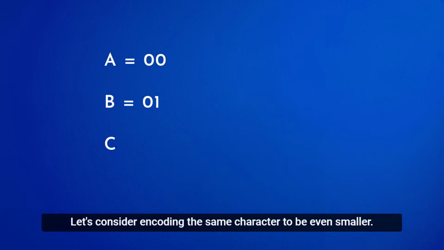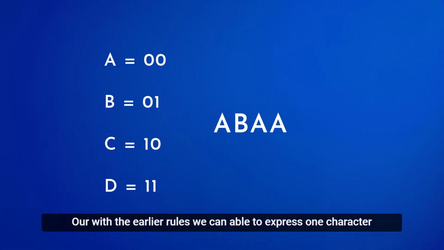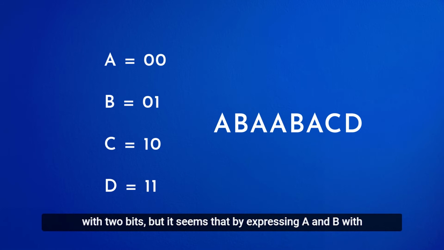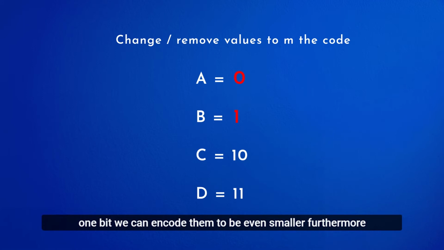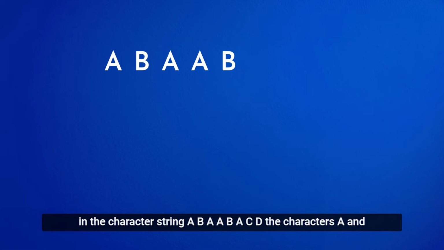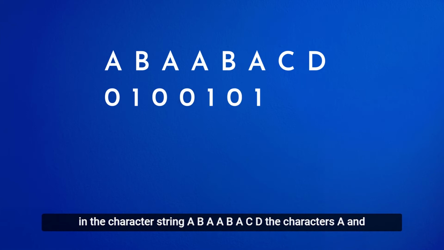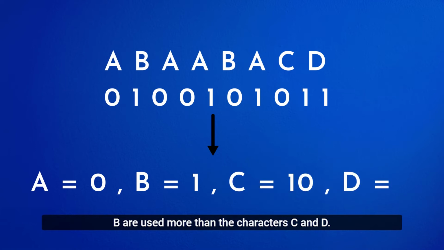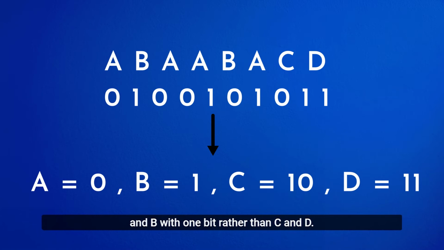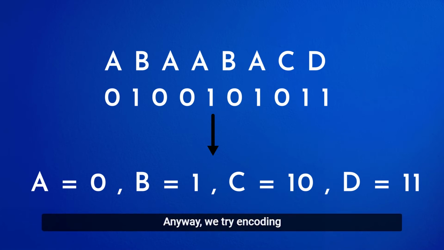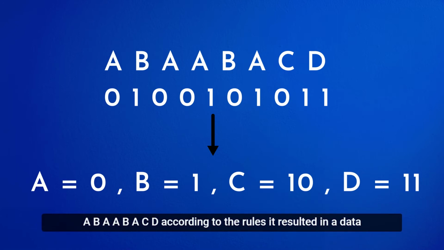Let's consider encoding the same characters to be even smaller than with the earlier rules. We can express one character with 2 bits, but it seems that by expressing A and B with 1 bit, we can encode them to be even smaller. Furthermore, in the character string A, B, B, C, D, the characters A and B are used more than the characters C and D. Therefore, it seems like it would be better to express A and B with 1 bit rather than C and D. Anyway, we try encoding A, B, B, C, D according to the rules. It resulted in a data size of 10 bits, which is even more of a reduction.